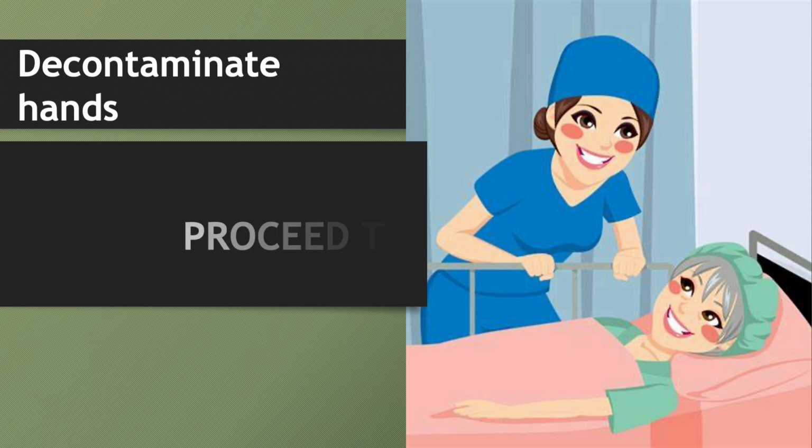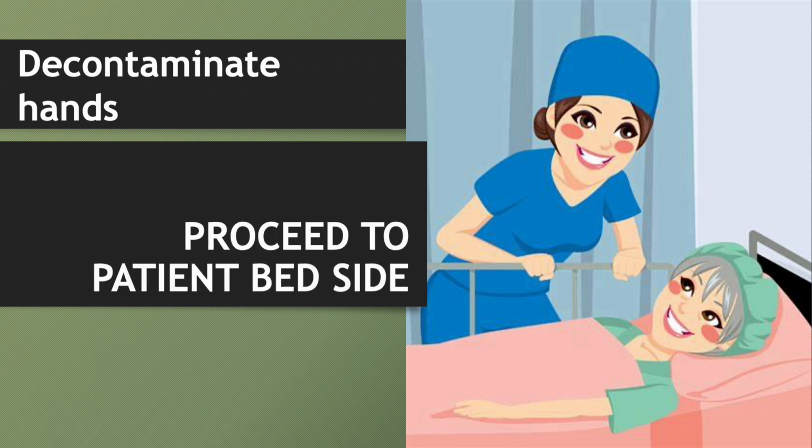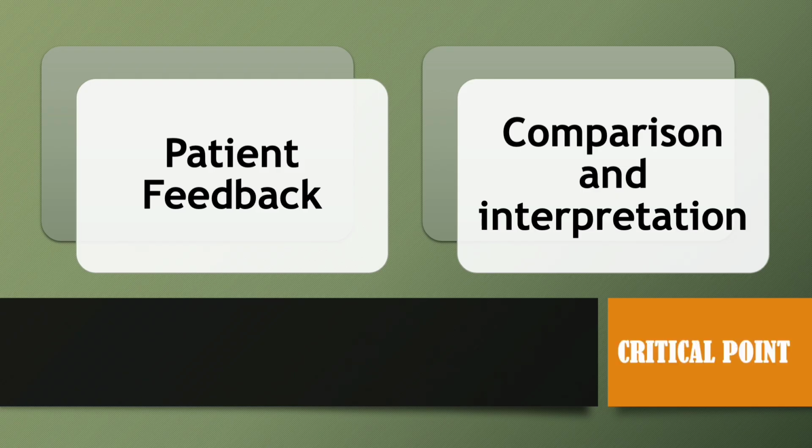Before you proceed to the patient's bedside, decontaminate your hands. Once at the patient's bedside, check if your patient is still comfortable. Give the patient feedback about the findings that you found on the urine. Once done, proceed to your patient's booklet and compare the previous readings and the ones that you found today. Interpret to your assessors.